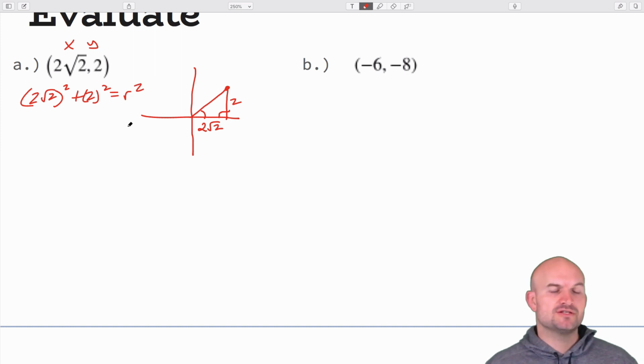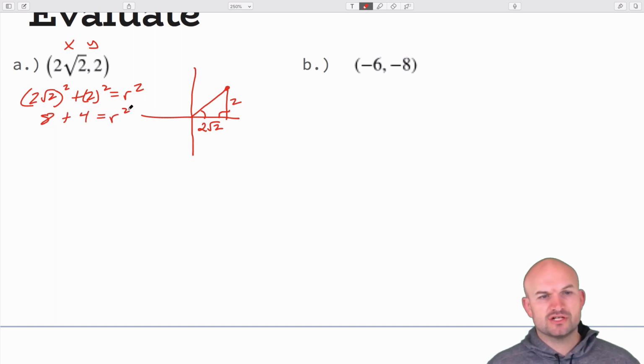Let's call it r squared. So again, 2 square root of 2 is going to be 4 times 2, which is going to be 8, plus 4. Here r squared, so that's going to be 12 equals r squared. So again, we have r equals, we already did this one, so that's going to be 2 radical 3.